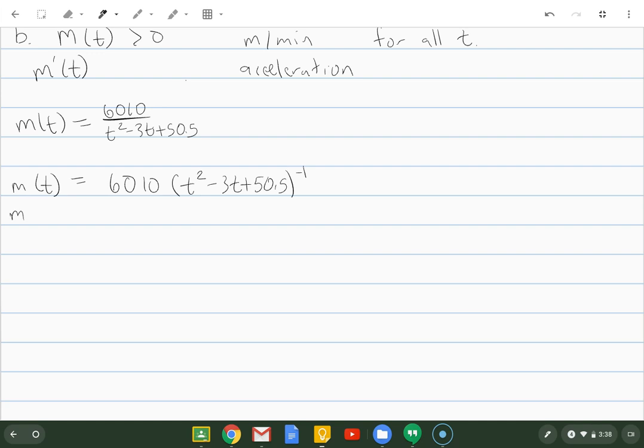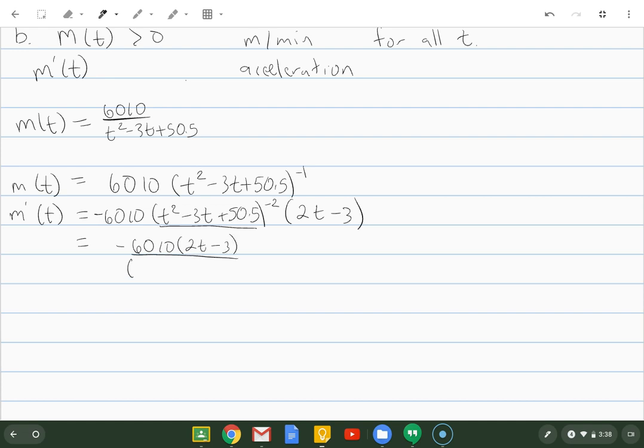Okay, so now let's do m prime of t, and that's going to be the 6,010, and we're going to have the negative out in front. Then we have t squared minus 3t plus 50.5 to the negative second. And now we have to take the derivative of the stuff inside. This is like a chain rule, so we're going to multiply that by 2t minus 3. Cleaning that up a little bit, we end up with negative 6,010 times 2t minus 3, all over t squared minus 3t plus 50.5 squared.